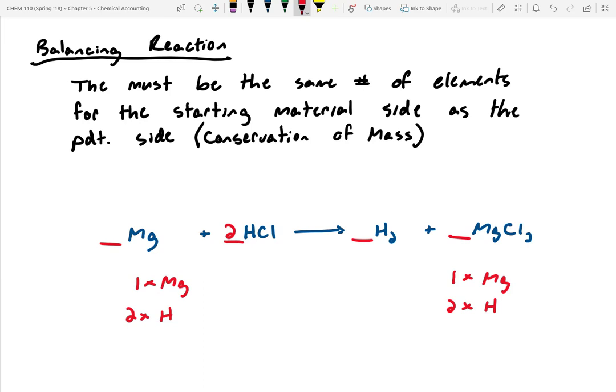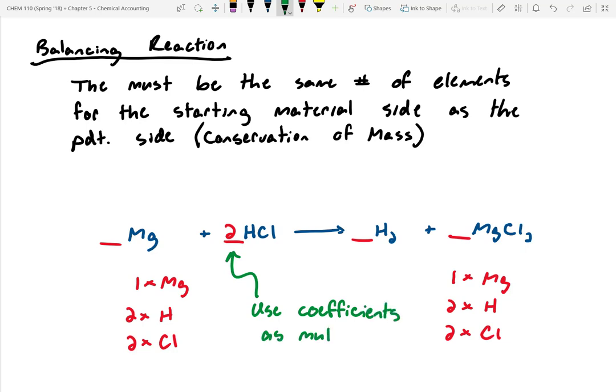So now we need to double check our last element, which is chlorine. Now we have 2 chlorines on the left, and we've got 2 chlorines on the right. So like I said, you want to use these coefficients as multipliers. And some students get confused by this too, right? When you look at the reaction coefficient, you're not just saying 2 hydrogens, you're saying 2 HCl. So really, what you're looking at is multiplying the entire HCl by 2. So 2 hydrogens and 2 chlorines coming out of it.